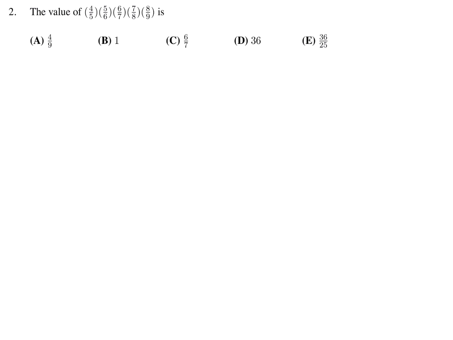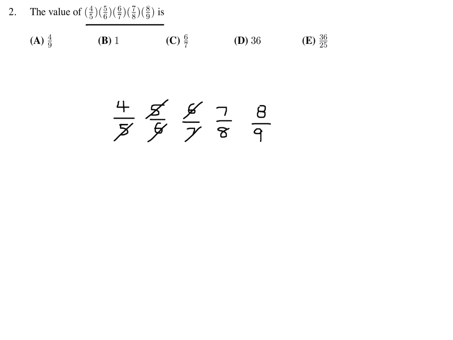The value of this is 4 over 5, 5 over 6, 6 over 7, 7 over 8, and 8 over 9. Well, I hope you can see that you can do that cancellation there. Similarly, those 6's will cancel, 7's will cancel, the 8's will cancel. So all you're left with at the end is 4 over 9. So number 2, the answer is A.